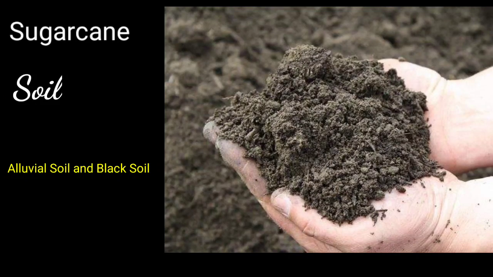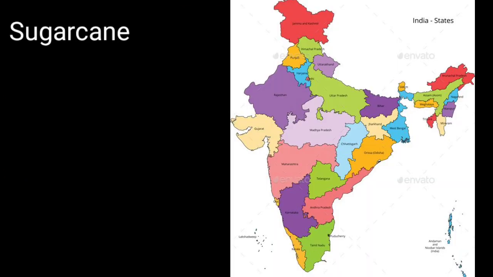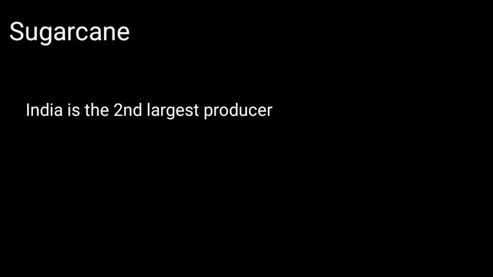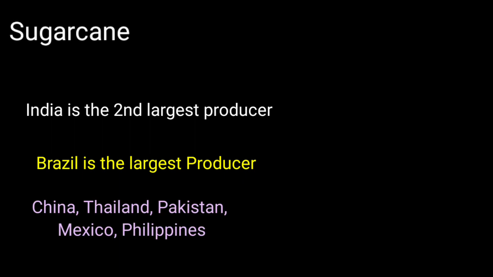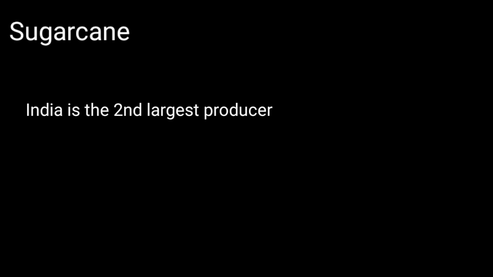In India, the main sugarcane producing states are Maharashtra, Uttar Pradesh and Karnataka. These are three main states where sugarcane is grown. In the world, India is the second largest producer, after Brazil. Brazil is the largest producer, followed by China, Thailand, Pakistan, Mexico and Philippines, which are some of the countries that also produce sugarcane. Now this is all about the ideal condition required for the growth of sugarcane.